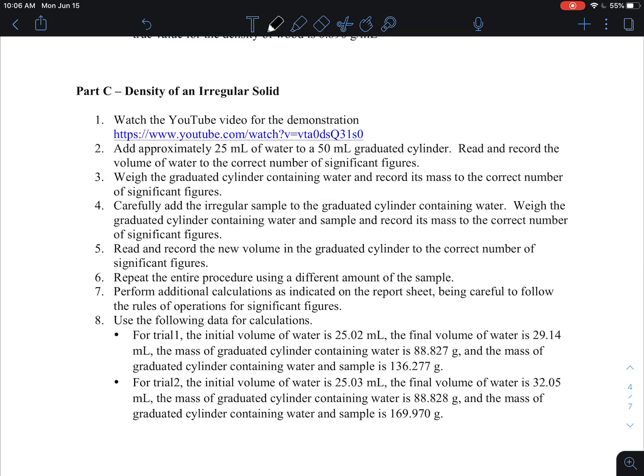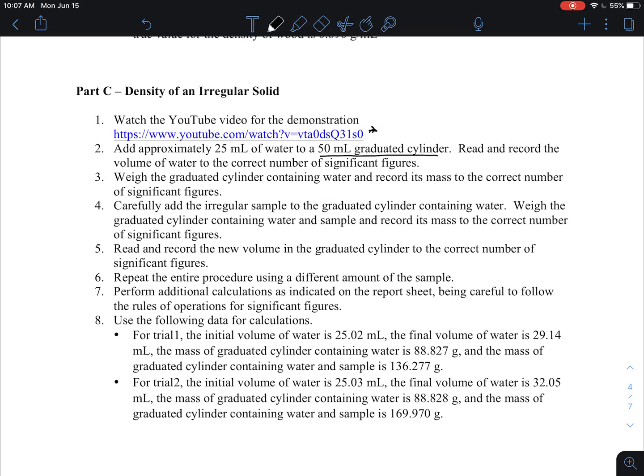So then part C is taking the density of an irregular solid. Now this means the solid is not a regular shape, so you can't really measure anything metrically and find the volume. Here is the YouTube video link to watch. And what you do is a method called water displacement.